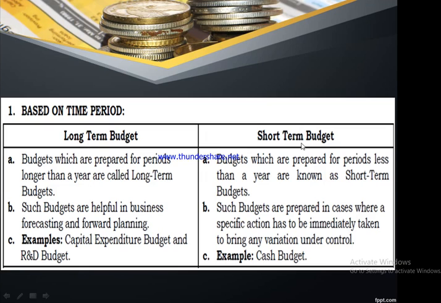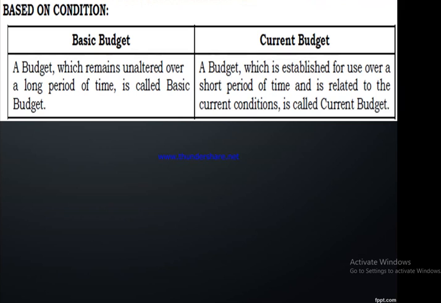In case of short-term budgets, budgets which are prepared for a period of less than a year, we call them short-term budgets. These budgets may be a 1 month budget, quarterly budgets or 6 month budget, depending upon the time frame and the requirement. These kinds of budgets are prepared in cases where specific action has to be immediately taken to bring any variation under control. One of the best examples for short-term budgets is preparing the cash budget. A cash budget will help to control a lot of activities which are short term in nature.